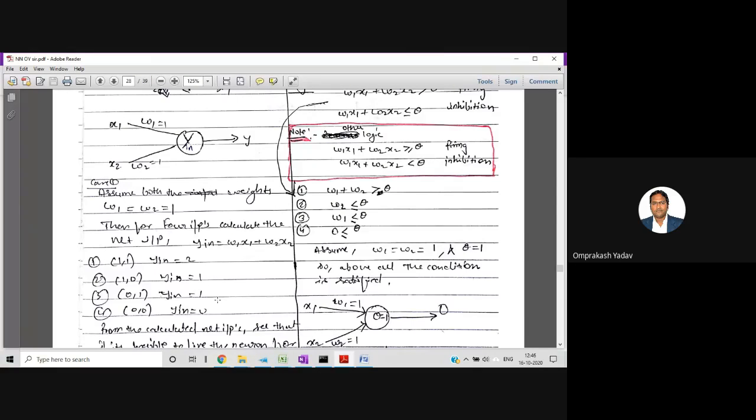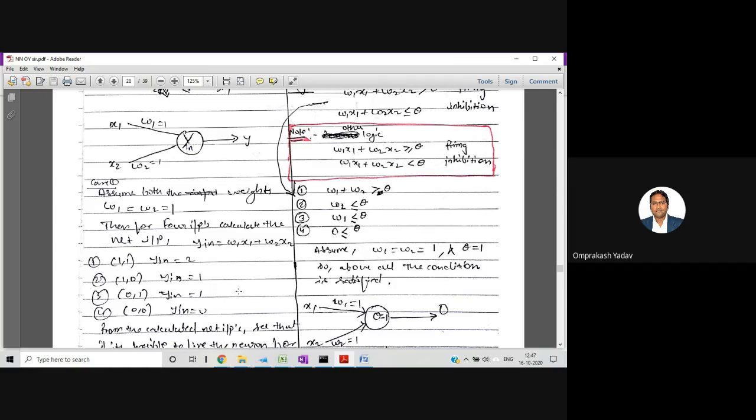After calculation of y, we found that for the first case the output is 2, but for the rest of the cases it's 1, 1, 0. Now if we apply the threshold, let's say if the input is greater than 1 then the output will be 1, and less than or equal to 1 will be 0. In that way we can separate it out. Or we can also take the threshold as 2: if the total y in is greater than or equal to 2, then the output is 1, and less than 2, the output will be 0.